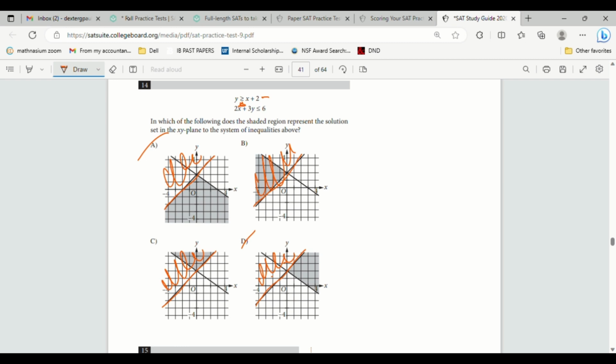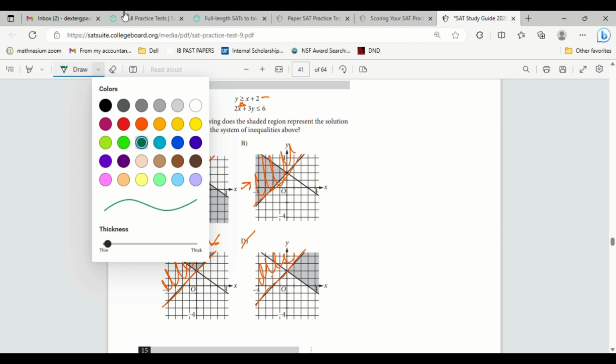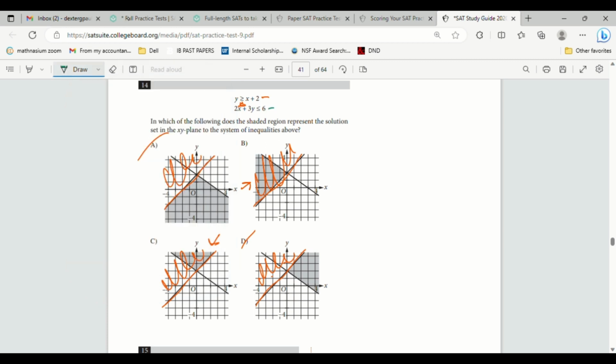Only in B and C, for example, is there shading there and shading there. Now we have to rewrite our second equation, which I'll put in this green color. So we're going to get y by itself, so I'm going to subtract 2x from both sides. So 3y less than or equal to 6 minus 2x. Divide everything by 3, y is less than or equal to 2 minus 2 over 3 x. So not equals, less than or equal to. And so it must have shading below its line. So we see that it's this line, for example, in all the choices, so it must be shading this way.